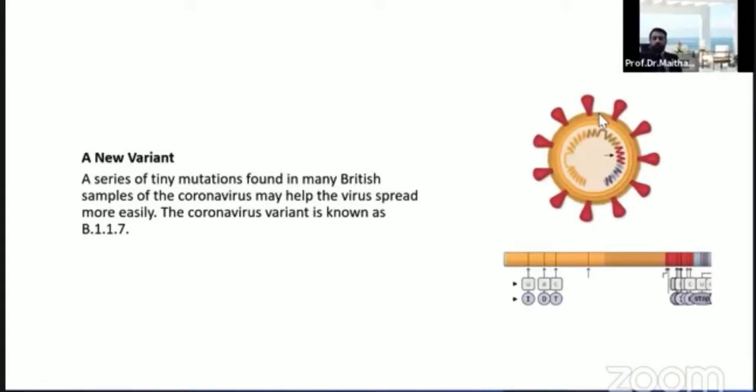A new variant, as shown in this figure, a series of tiny mutations found in many British samples of the coronavirus may help the virus spread more easily. The coronavirus variant is known as B117.